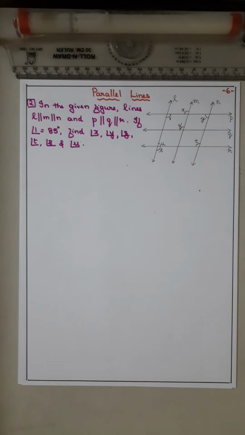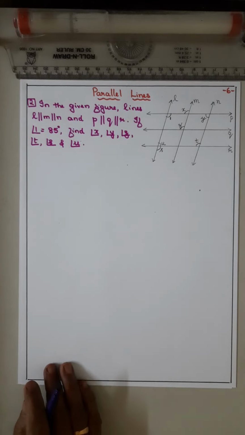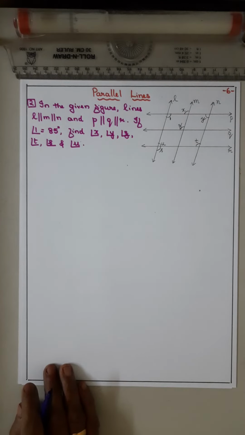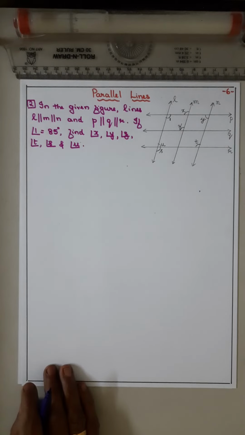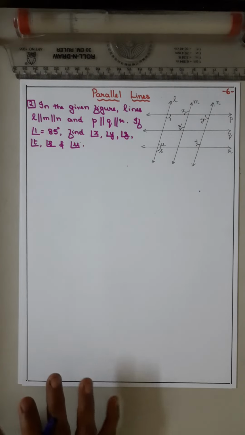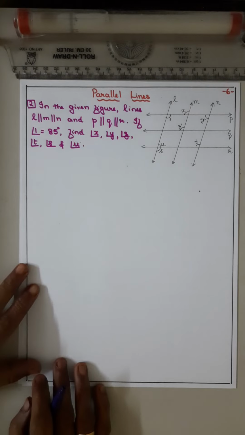Hello 8th standard students, we were discussing the brain teasers of parallel lines. Coming to question number 2. In the figure, lines L is parallel to M parallel to N, and P parallel to Q parallel to R. So there are two sets of lines, three lines each. Only one angle is given and they have asked for six angles to be found.